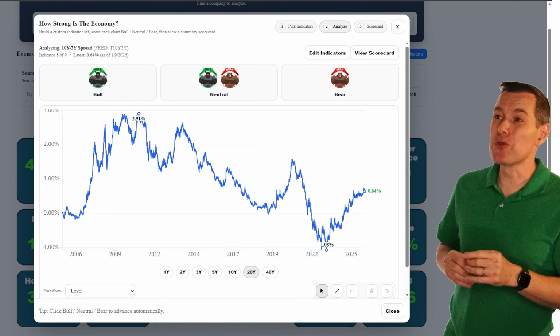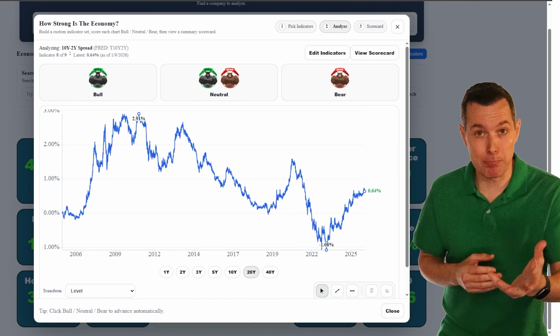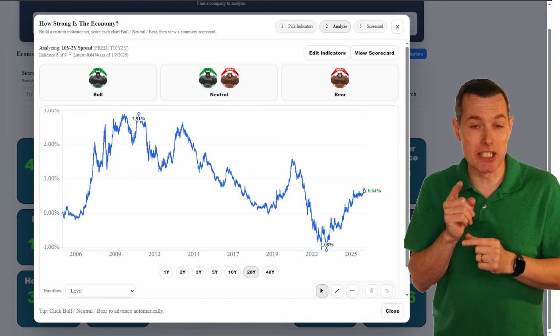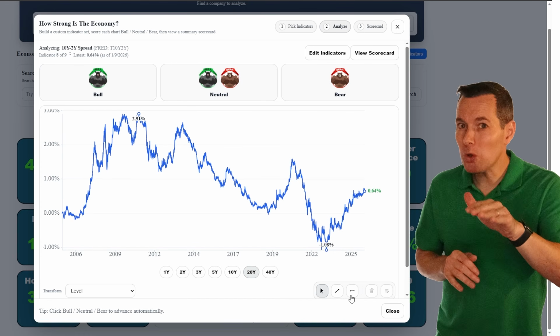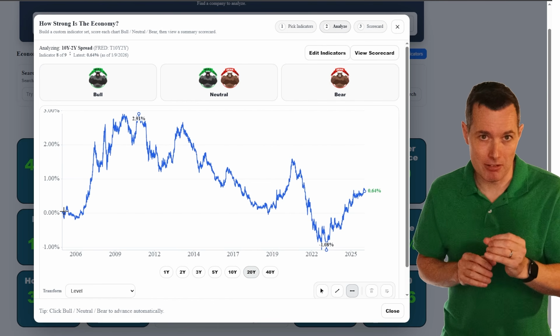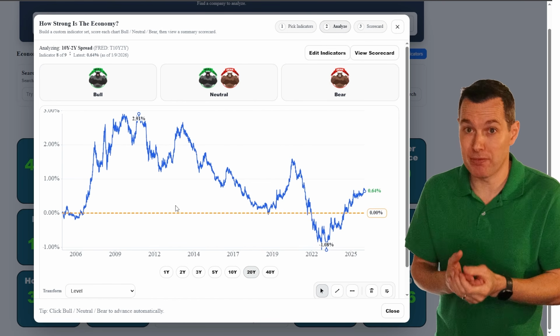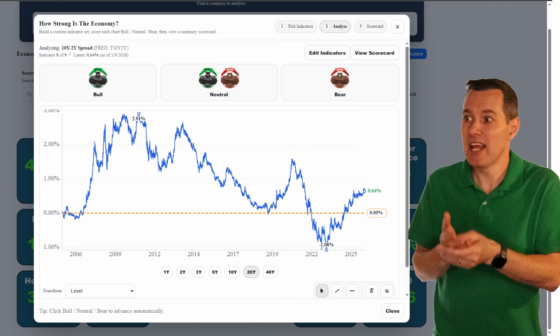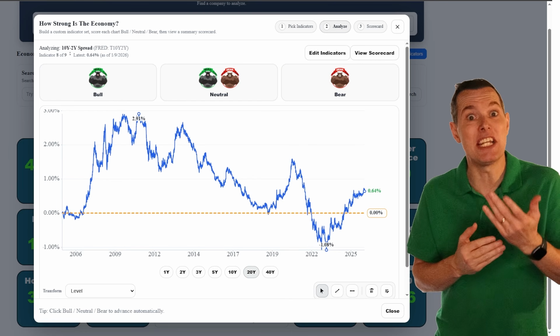Okay, now we're on to the yield curve or the yield spread. This is actually a chart of the 10-year minus the 2-year yield spread. The most important level here is 0. You want this number to be positive. Anything above 0 implies a positive yield curve. Anything below 0 implies a negative yield curve.